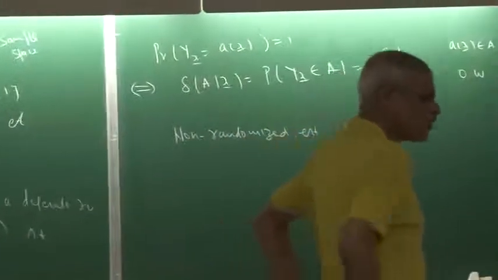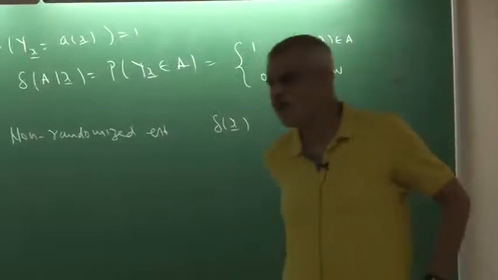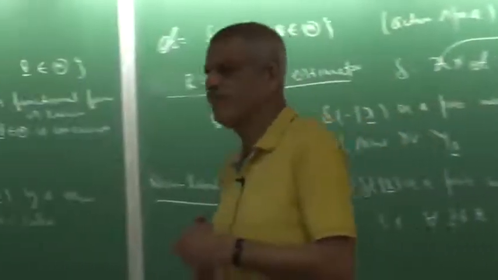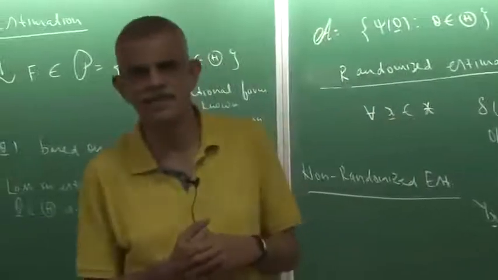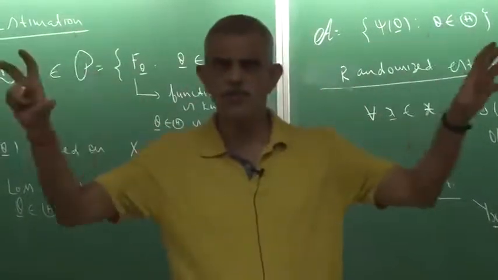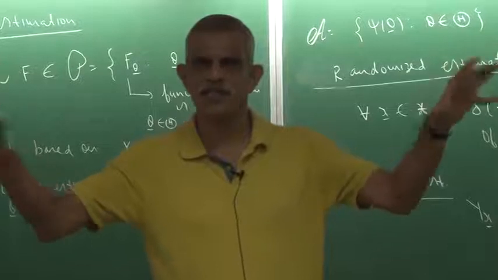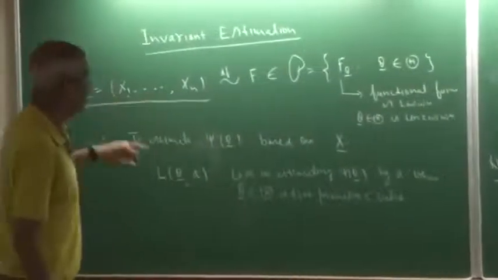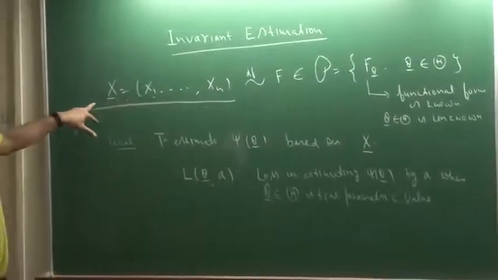So let's look at what is the goal of invariance. The principle of rational invariance says that if two estimation problems have the same formal structure, then... Let's look at what we mean by the formal structure of an estimation problem. What are the components of an estimation problem?